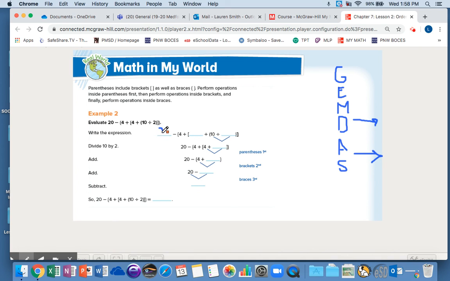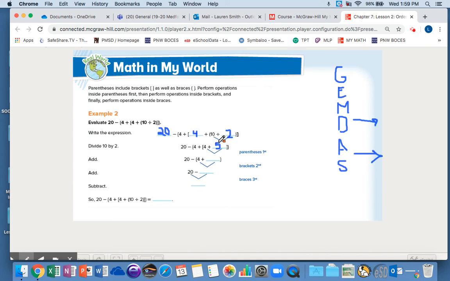It says 20 minus 4 plus 4. And you see all these parentheses and brackets, so it could be confusing. That's why they're going to take it step by step. So the first thing we're going to do is this parentheses. So we're going to divide 10 by 2. And you're probably going to say, but Mrs. Smith, division's down here. You're right. However, we have to do what's in the groups or the parentheses first. So we're going to do 10 divided by 2, which is 5.